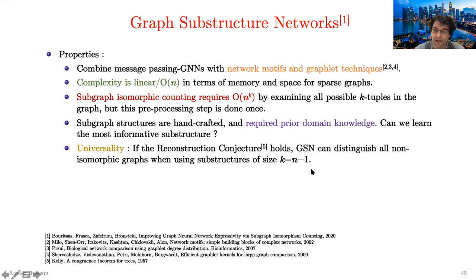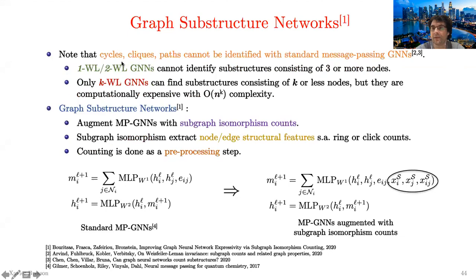One thing I want to say is that if you use a standard message passing GNN, you can prove actually that you cannot identify cycles, cliques, paths, because basically they are not able to look at more than two tuples of nodes. If you want to be able to get a cycle, you need maybe three, four, five nodes to be able to identify them. So the original message passing GNNs are not able to do that. So you need something which is going to use k-tuples of nodes.